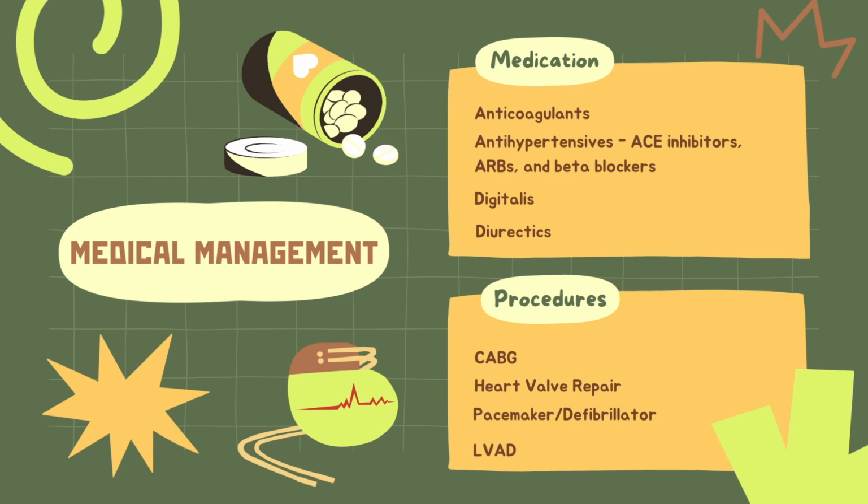Procedures, so you would have a procedure if it would fix the underlying cause of the heart failure. Procedures like a CABG, coronary artery bypass graft, a heart valve repair, a pacemaker or defibrillator, or an LVAD. And then patient education: we're going to provide education on lifestyle changes such as smoking cessation, restricting sodium intake, maintaining a healthy weight, limiting alcohol and fluids, stress reduction, and moderate exercise.